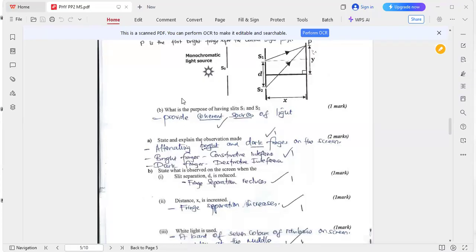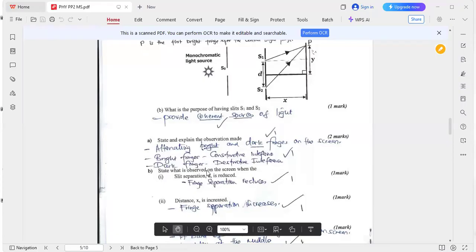You can find other books talking about number of fringes. When we want to talk about number of fringes, then you say slit separation D is reduced, then the number of fringes also reduces. Number of fringes reduces on the screen. But when we want to talk about fringe separation, then it increases.